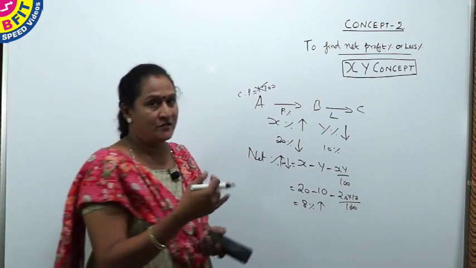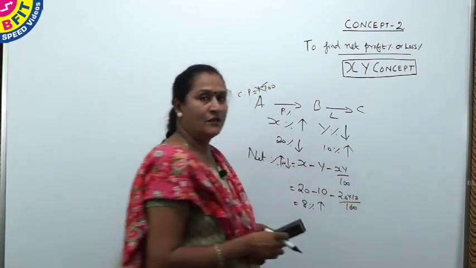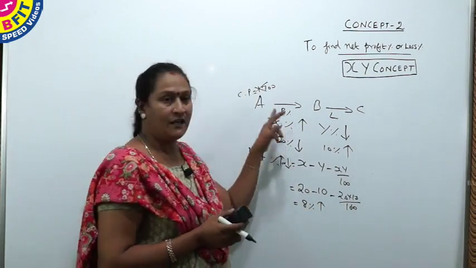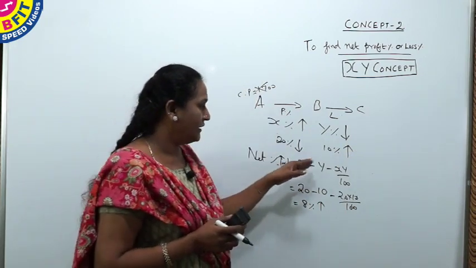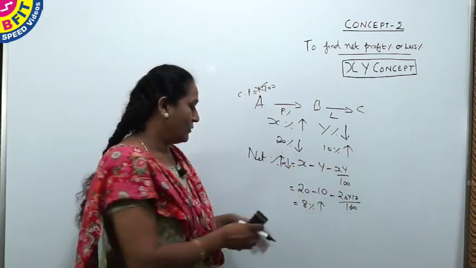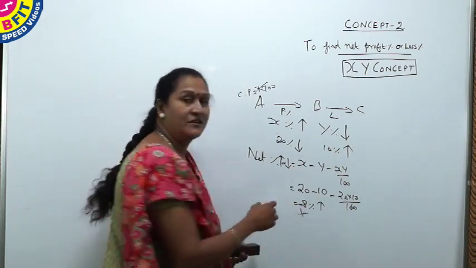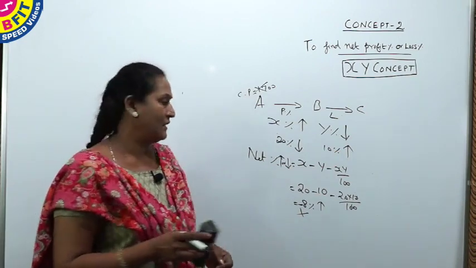Suppose values decrease by 20% and then increase by 10%. Now what will be the net effect? When it was 20 increase and 10 decrease, it was 8% increase. So when it is 20 decrease and 10 increase, it is not simply minus 8% decrease, so it will be something more than that.